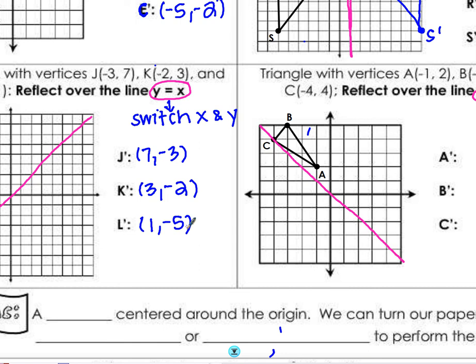Now we just need to plot it. So I'm going to press pause. Go ahead and plot. Okay, so what we're going to do now is look at the next one. Remember I said that y equals negative x means switch x and y, and change sign.